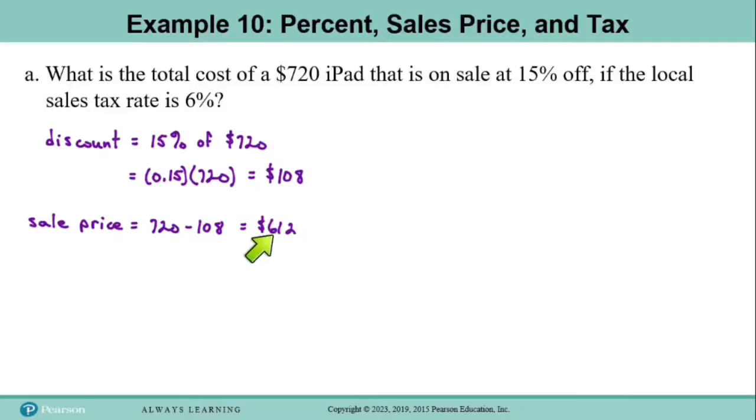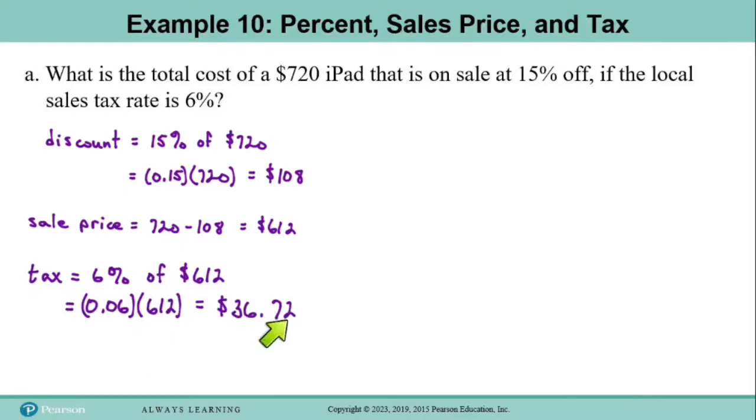Now this is the amount that we have to pay tax on, and so the sales tax will be 6% of 612, and that's going to be 0.06 times 612, which is $36.72. Okay, so our final price will be the $612 that we pay for the item plus the $36.72 of tax for a total of $648.72. Now that's the answer to the question.